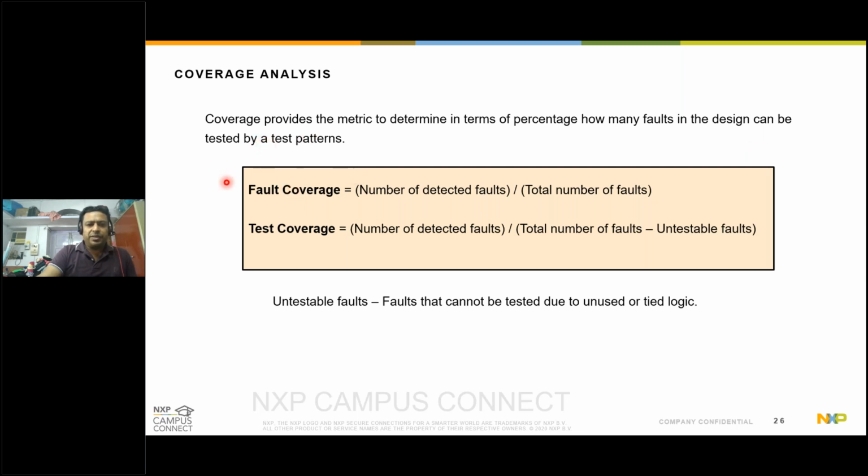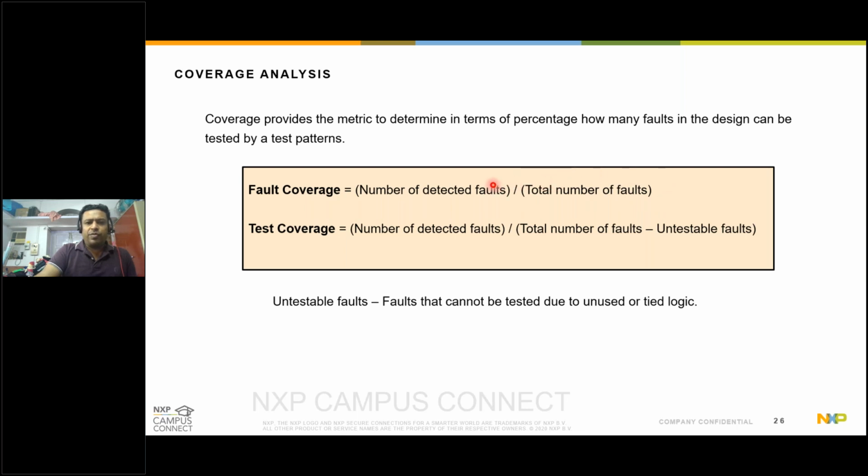So basically we give two coverage numbers. One is called fault coverage, another is called test coverage. So what is fault coverage? It is a ratio of the number of detected faults and the total number of faults. So as we had seen earlier, for a two input OR gate having three terminals, there are a total of 6 stuck at faults. So for testing an OR gate, the total number of faults becomes 6.